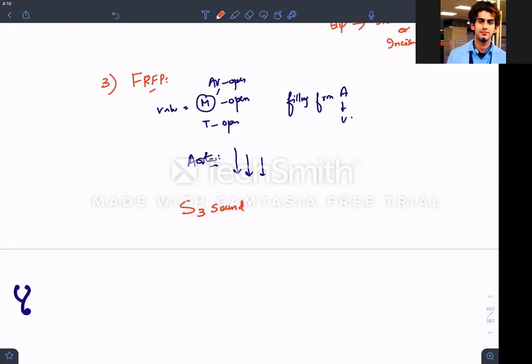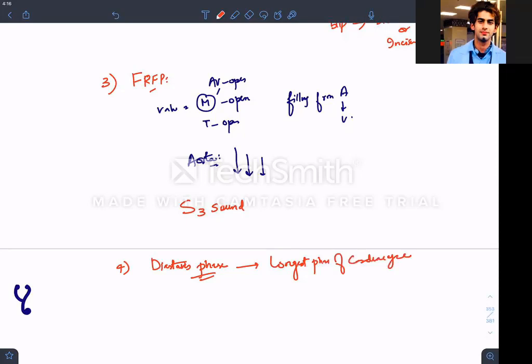Okay. Now, guys, I move to the last, slow filling. I should go to the diastasis phase. The phase of diastasis. What is diastasis? Basically, this phase is the longest phase of the cardiac cycle.